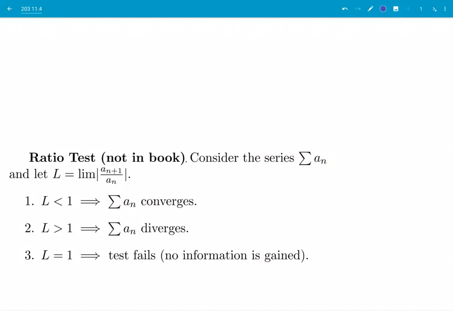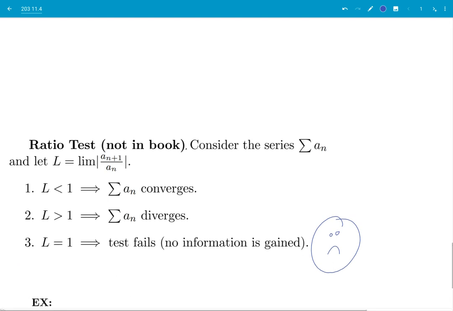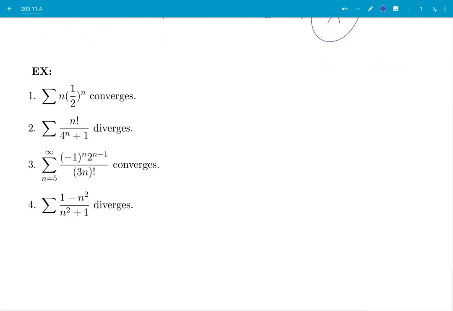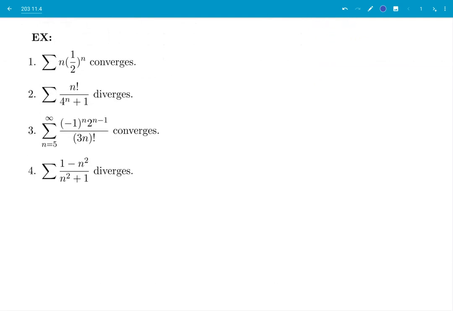So we have a very important and useful test, the ratio test. You calculate this funny thing, and then you classify. One of these three things is going to happen. Hopefully not the third, because the third means unhappy face: I have no information. Okay, pause and copy these examples, which I will go through one by one.